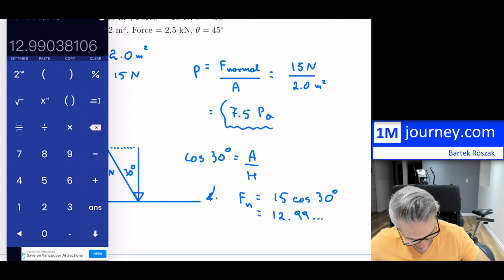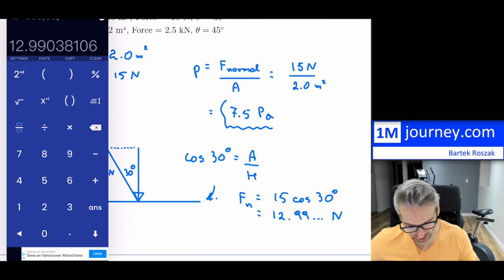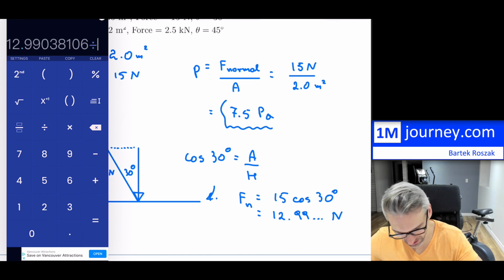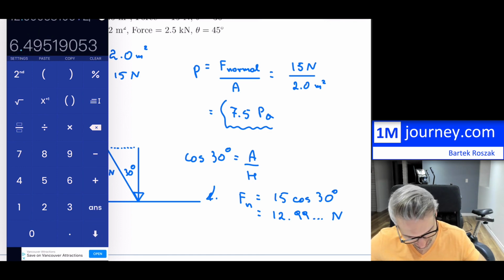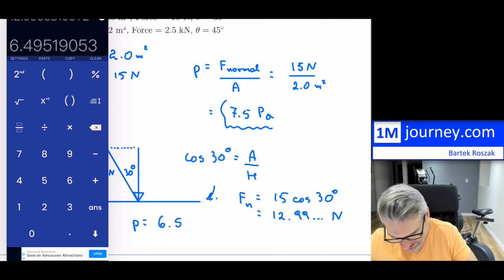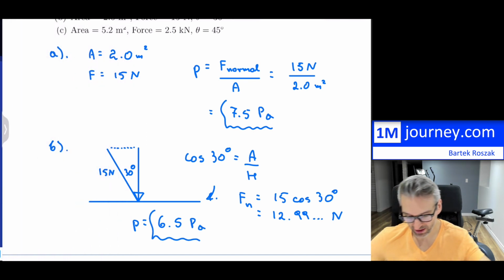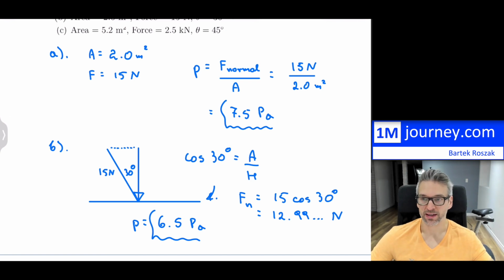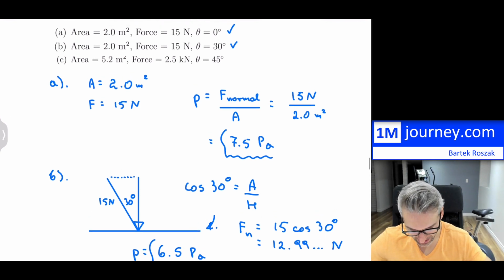So almost 13 newtons. And now, once we have the force, we can take this force and divide it by the area, which is still 2. So in this particular example, the pressure would have been, to 2 significant figures, 6.5 pascals, which is, notice, lower than the previous one, because you are at an angle. That would have been the second example.